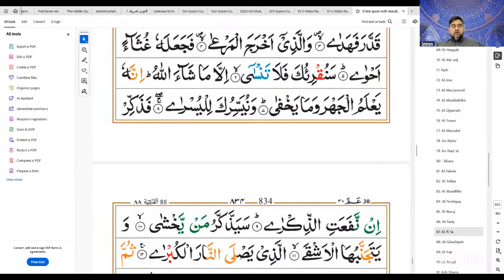Fadhakkir. Who's going to explain this to me? Can I try? Who's this? Sister Zeenat. Okay, excellent. Fa is additional, means so. Dhakkir is the command itself. So what should be the past tense then? It is dhakkara, MashaAllah. Yudhakkiru.